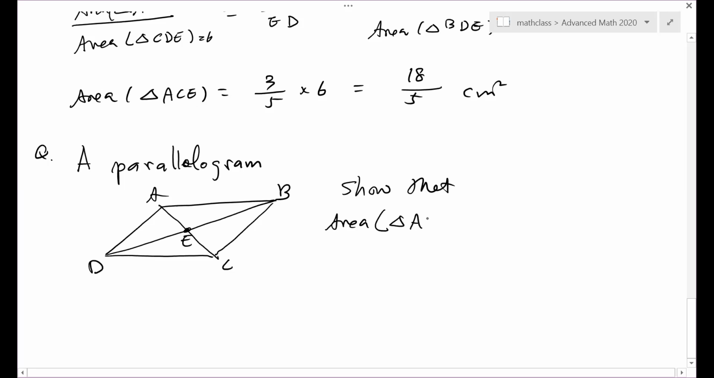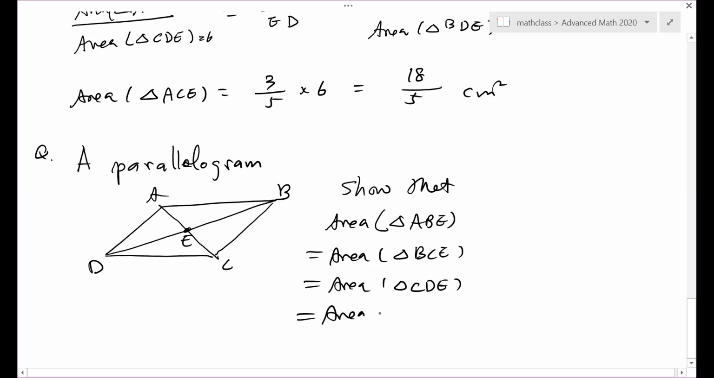The area of triangle ABE equals the area of triangle BCE, equals the area of triangle CDE, equals the area of triangle ADE. So why are they all equal? How do you prove that?